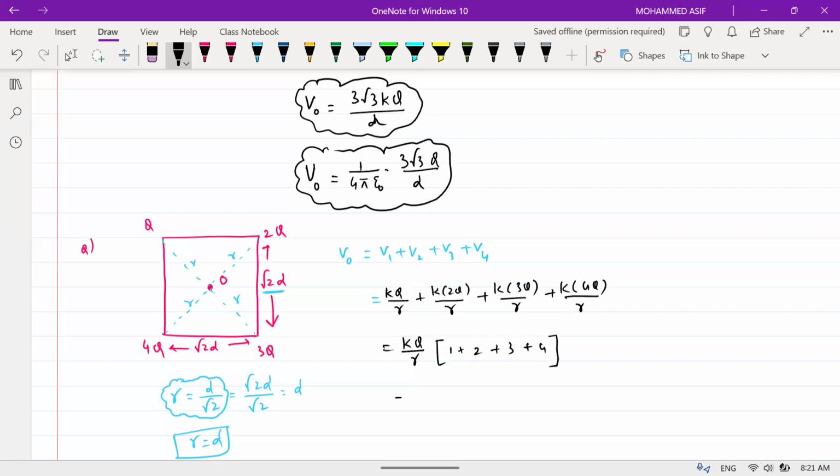How much? 10. So it will be equal to 1 by 4 pi epsilon naught into 10Q divided by D. This will be the answer because R value is equal to D. Am I clear? Yes, sir.